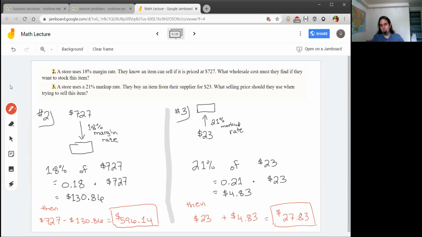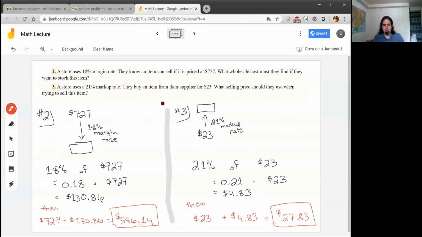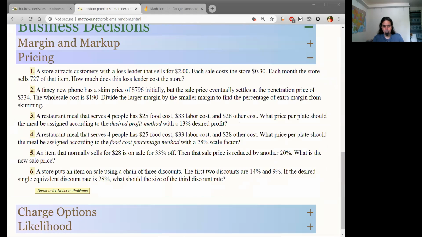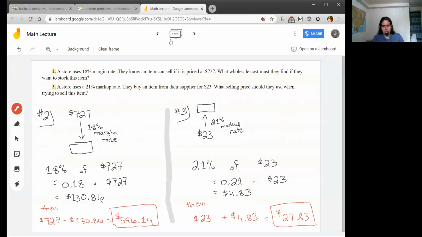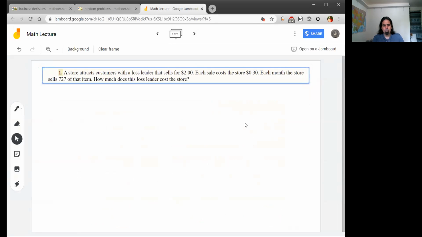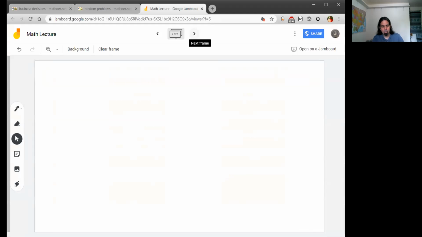So that was margin rate and markup rate. Then we also had problems about pricing. Anyone need this slide more before I go on? Okay, holler if you do. So don't make these harder than they are. Not sure I want to try and fit 2 on one slide though, so I think I will move to the next slide.